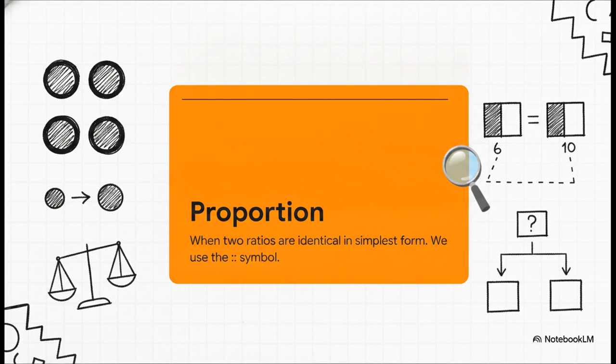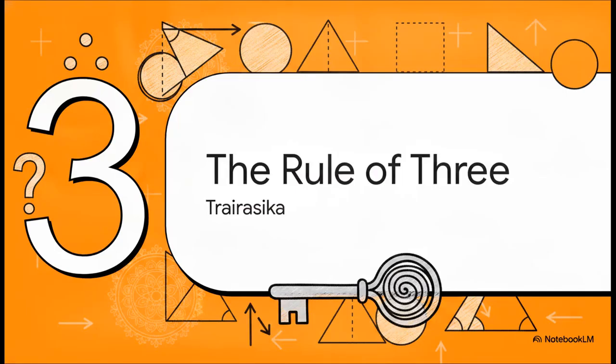And that brings us to the core definition of a proportion. A proportion is literally just when two ratios are identical in their simplest form. To show this mathematically, we use a double colon symbol. So we'd write 60 is to 40 as 90 is to 60. Setting two ratios equal to each other like this is incredibly powerful. It's the absolute foundation for solving complex mathematical problems. Why? Because, and this is the real secret here, if you know 3 of those numbers, you can absolutely always find the 4th. Which leads us perfectly into Section 3, the rule of 3.